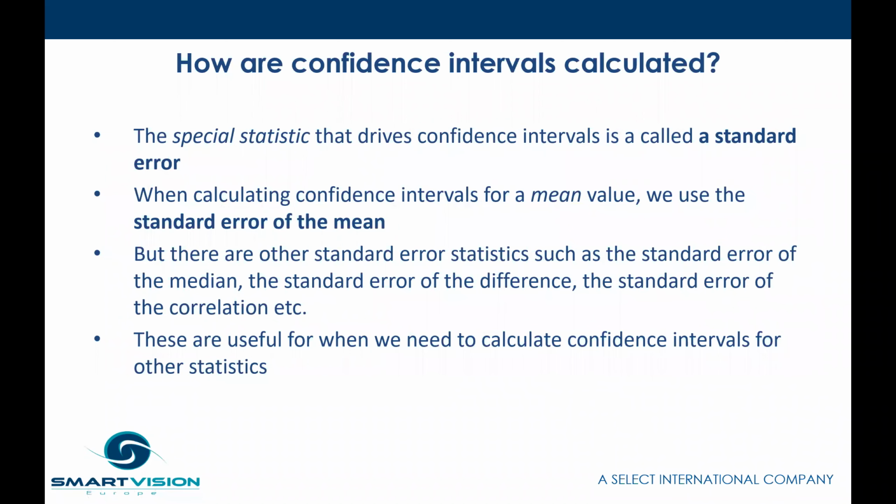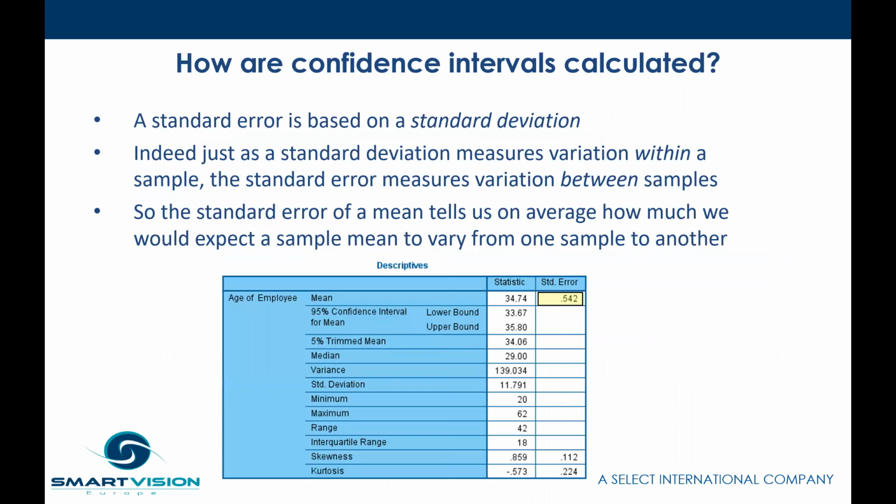Well, it turns out that a special statistic allows us to derive the confidence intervals, and it's called a standard error. And the standard error is just like a standard deviation. When we calculate confidence intervals for a mean value, we use the standard error of the mean. When you're calculating confidence intervals for something else, like a median, you'd use the standard error of the median, or standard error of a t-value or something like that. So there are other standard error statistics, such as standard error of the median, standard error of the difference, standard error of the correlation. These are useful when we want to calculate confidence intervals for other statistics, not just for averages. But in our example here, we're going to stick to an average.